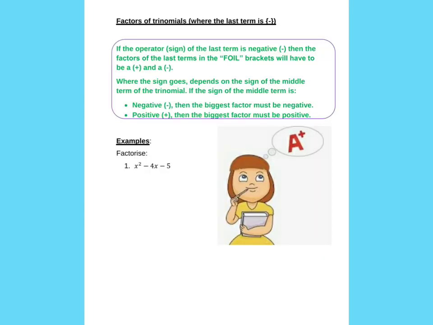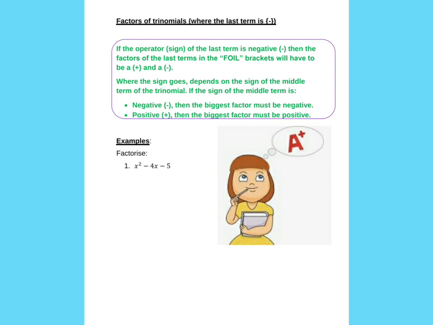So today we're moving along onto the factors of trinomials where the last term is negative. We've just been working with positive last terms. If the operator of the last term is negative, the factors of the last term in the FOIL brackets will have to be a positive and a negative, because a positive times a negative will give you the negative last term. But now we have to determine with which factor the positive goes and with which factor the negative goes. That is the only thing.